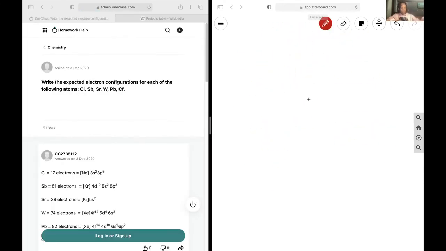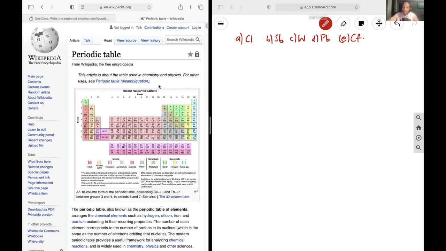Okay, next up, you want to find the electron configurations for each of the following. I'm just going to write them out over here. Then you can use the periodic table or Madelung's rule. The periodic table is the easiest one to use. If you want the shorthand, you're going to start with the noble gas.